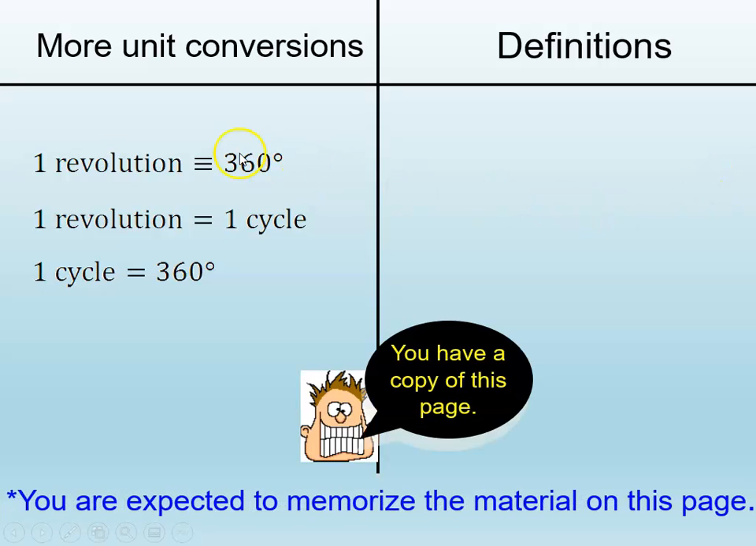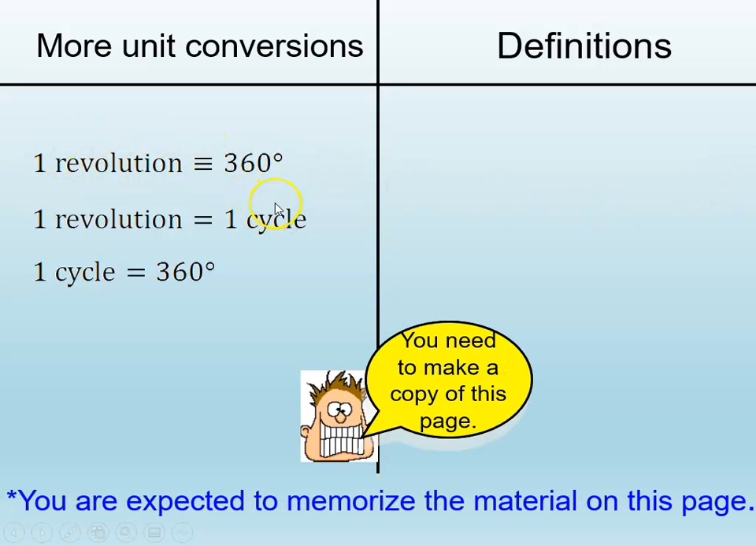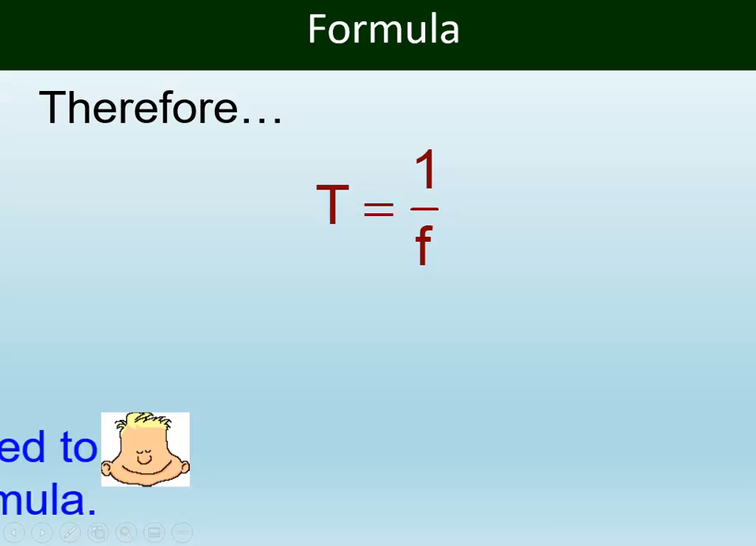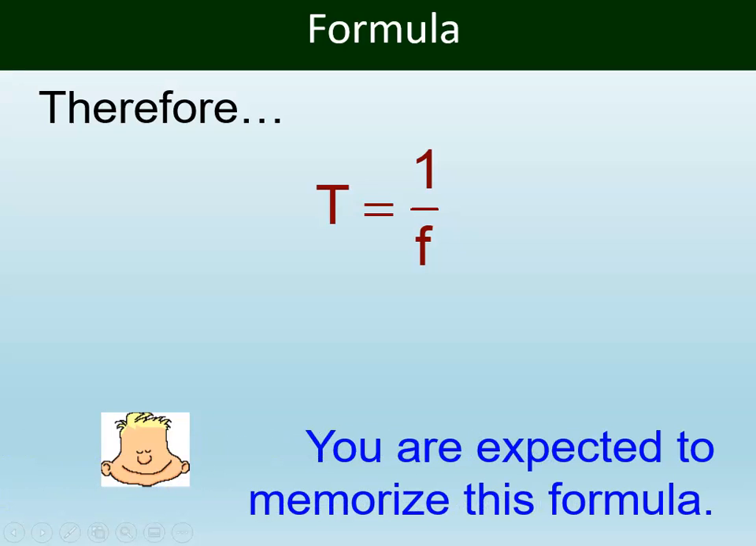So some other definitions: one revolution, that is one cycle, is 360 degrees around a circle. Frequency is the number of cycles per unit time, whereas period, again, is the inverse of that, time per number of cycles. RPM is often used as the symbol for revolutions per minute. It'll either be capitalized or lowercase, it just depends. But in any case, since period and frequency are inversely related, you must remember that period equals 1/f. In fact, that's really the definition.